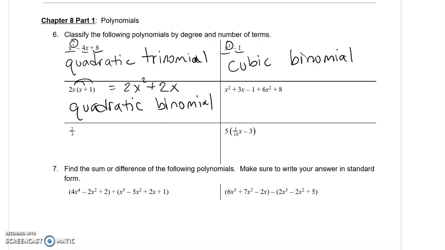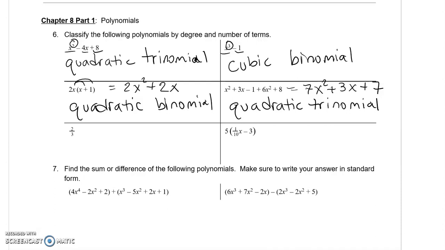Second power, 2 terms. For this one over here to the right of that, we got to combine some like terms. X squared and 6x squared is 7x squared when we add them. 3x doesn't have a like term. Negative 1 plus 8 is positive 7. So just like the first one, we're going to name this one quadratic trinomial.